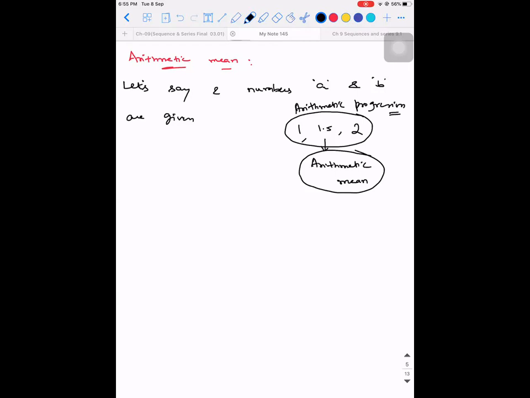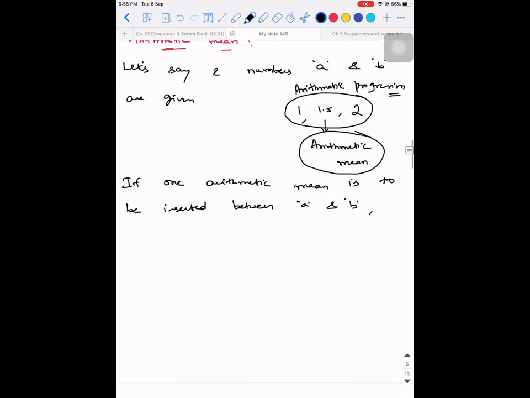Now I'm going to generalize it. So if one arithmetic mean is to be inserted between A and B, then it is given by the expression capital A is equal to (A plus B) divided by 2, where this capital A is called the arithmetic mean. I'll show you the derivation for this.